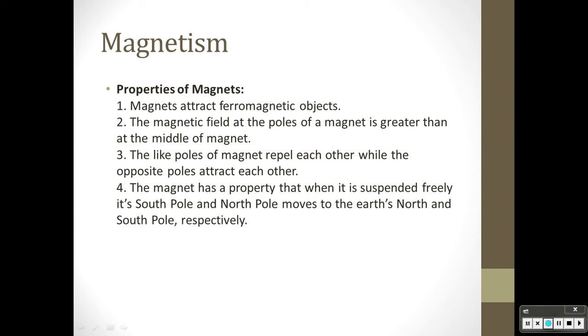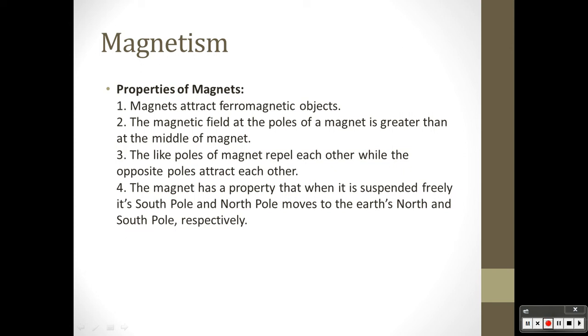Magnets attract ferromagnetic objects. Ferrous means iron, so it should be ferrous objects. We'll get to that one a little bit later. The magnetic field at the poles of a magnet is greater than at the middle. So the field at the poles is stronger than the field in the middle.